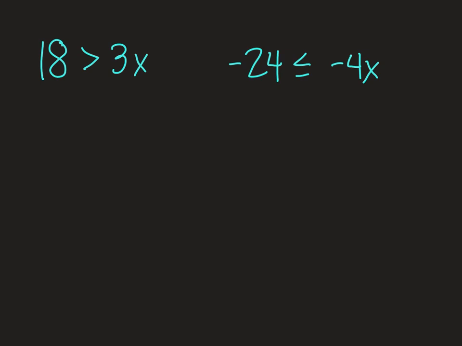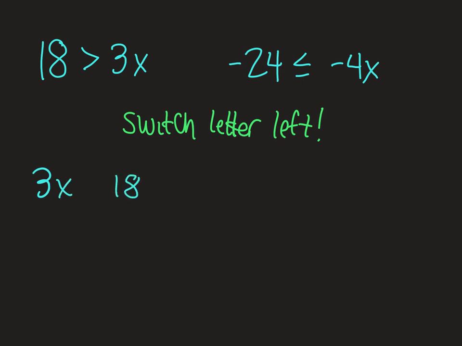All right, let's look at these questions. What do you notice about these? Well, you should notice that the x is on the right-hand side, which is not my favorite because students make mistakes. So we are going to switch the letter to the left because we want the letter on the left because it just makes it better. So I'm going to write 3x on the left, 18 on the right. I'm going to write -4x on the left, -24 on the right.